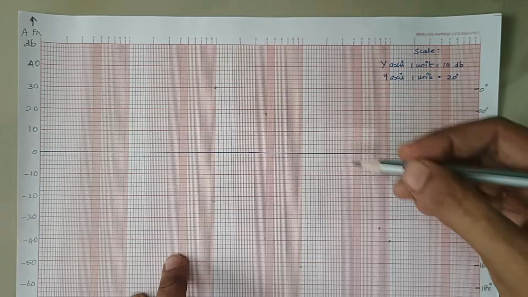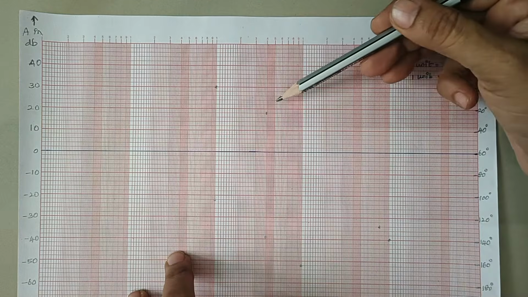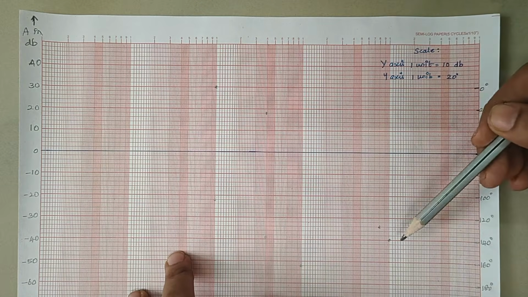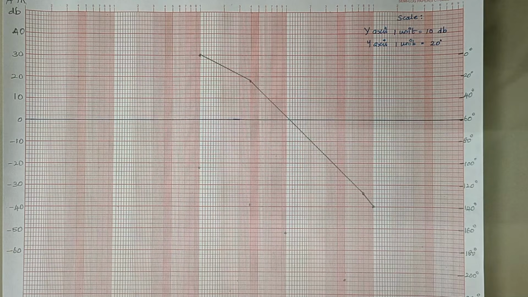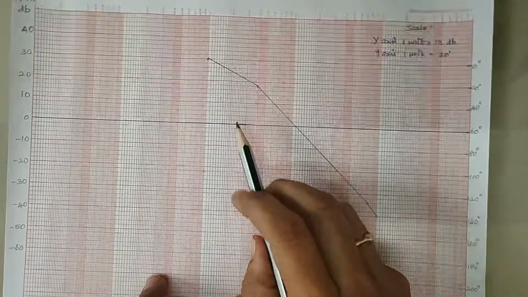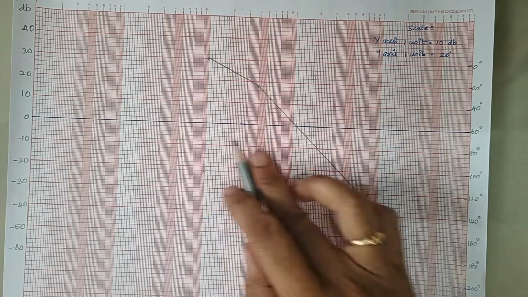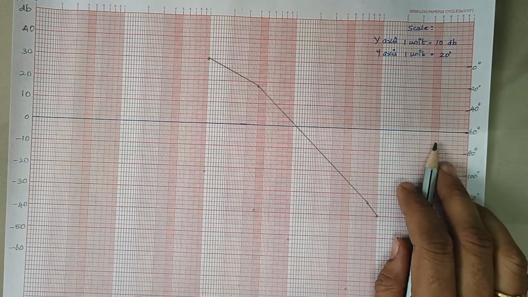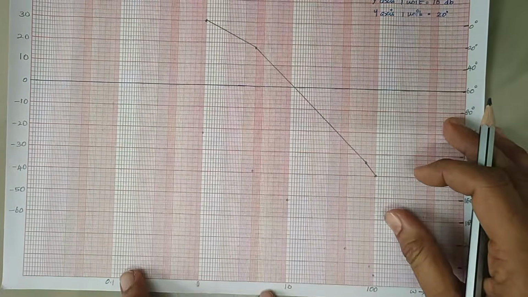Likewise, you just plot the remaining points and, by using a scale, you have to draw the plot. Initially, you have to join these 2 points, then these 2, and finally these 2. Wait, let me draw and show you. So you see, this is our magnitude plot, and you have to always highlight this 0 dB line. It is a must.